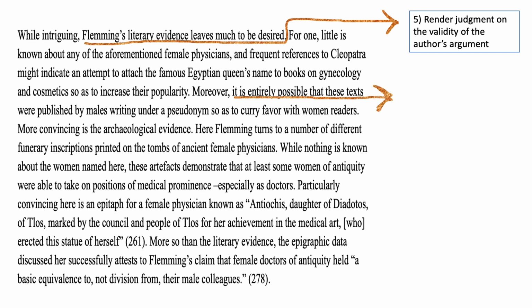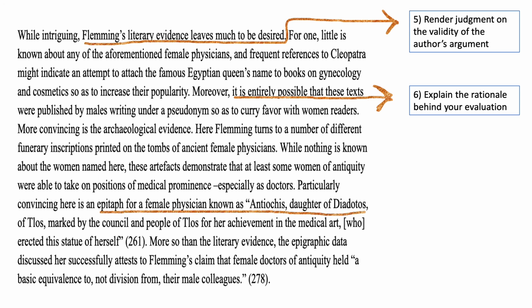After you do that, explain. Why wasn't I convinced? What did I find lacking in the author's evidence? What did I find fault with? Explain the rationale behind your evaluation. And you can take some sentences doing that as well. And when you do, again, as I said before, it's helpful to get as specific as possible. And one of the ways that you can do this is by citing specific passages from the text.